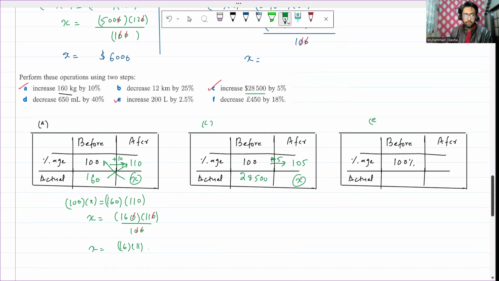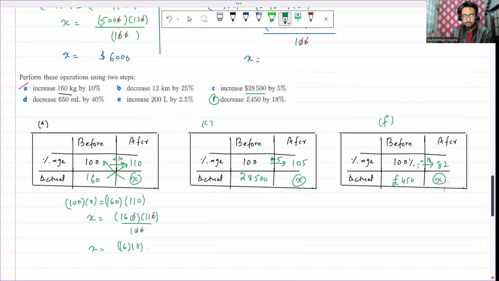For part E, increase. Let's take a look at one that has a decrease. Okay, let's do part F. So you have 450 pounds, and it's the actual before. 450 pounds. I'm going to decrease it by 18%. If you do negative 18, you're going to get 82%. Okay, how's that going to look like in actual? I do not know. I'll just call it X, cross multiply.